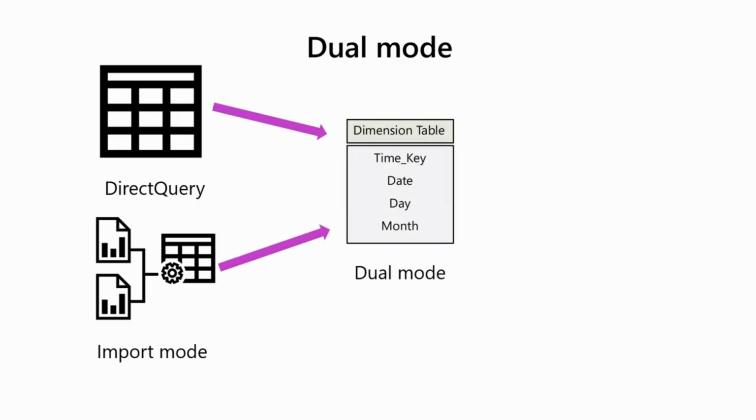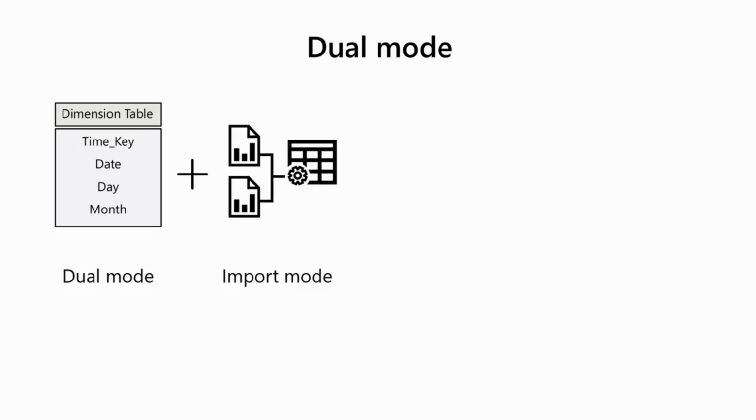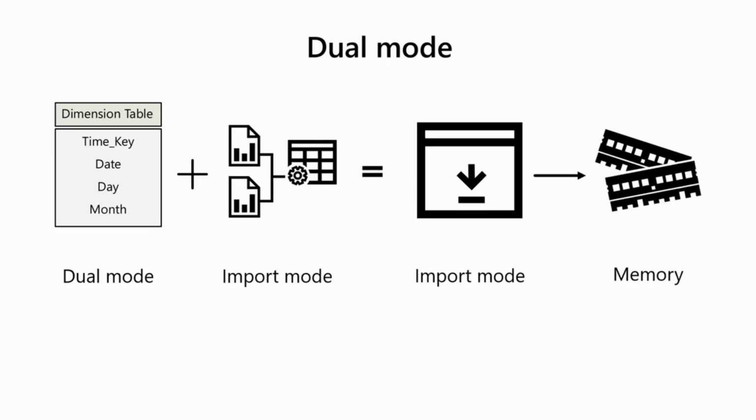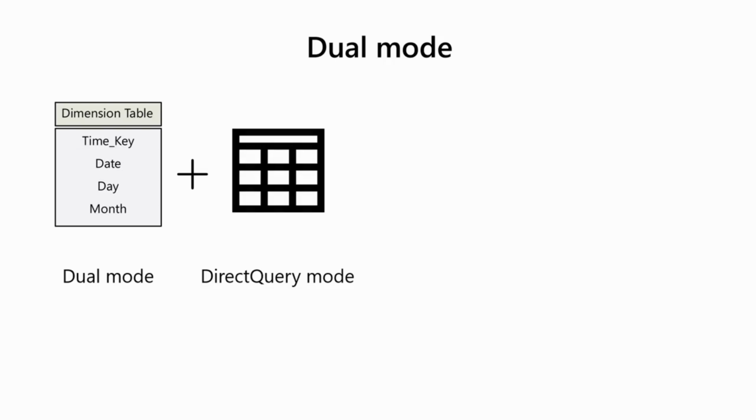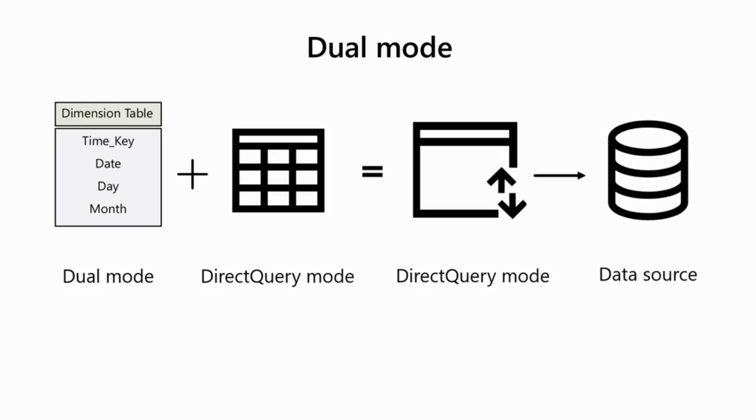In this scenario, setting the common dimension table, such as date, to dual mode can enhance the performance of the report. When the dual mode table, date, is combined with an import mode table, sales aggregate by customer loyalty, it behaves like an import table and retrieves data from memory, ensuring faster performance. On the other hand, when the dual mode table dimension date is combined with a direct query mode table, sales, the dual mode table dimension date behaves like a direct query table, querying data directly from the source system.